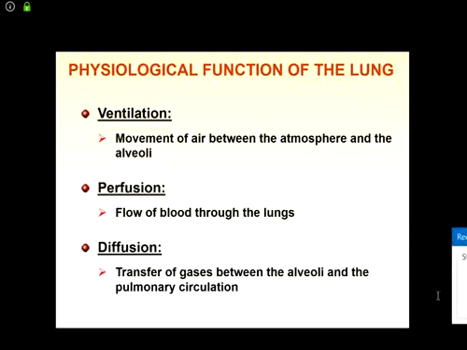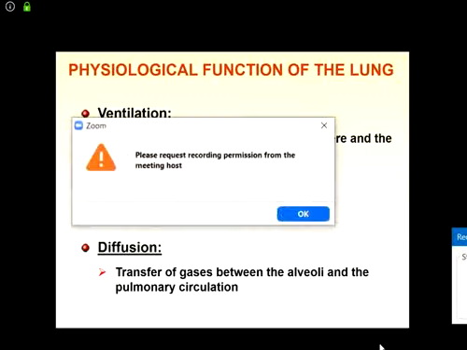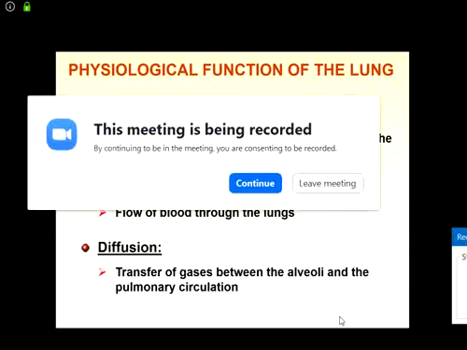So today, as I said, I'm going to talk only about ventilation, and maybe in future talks we'll talk about perfusion and diffusion. This meeting is being recorded.